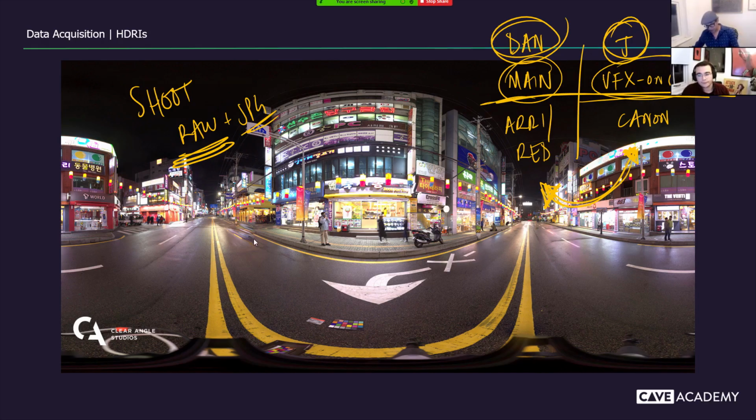So this is, again, just more examples from Clear Angle. There's a couple more questions.